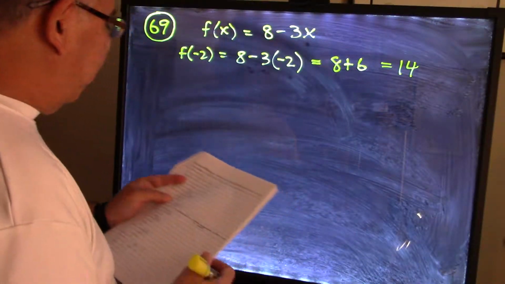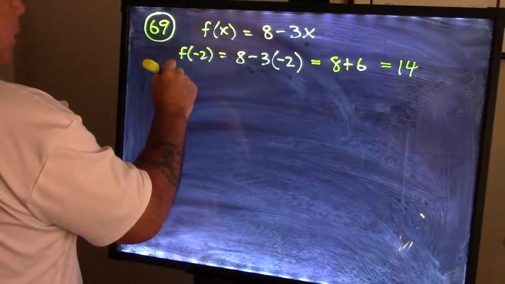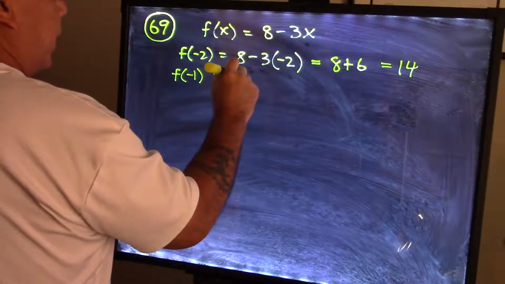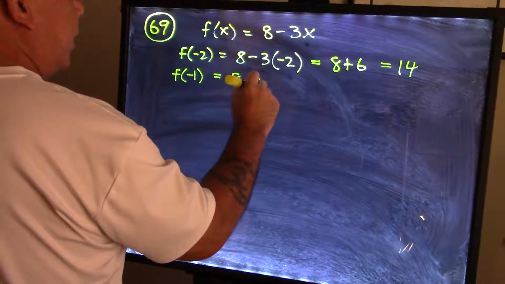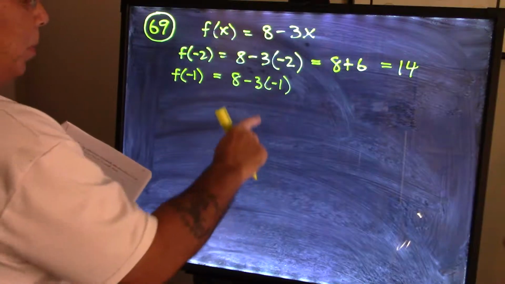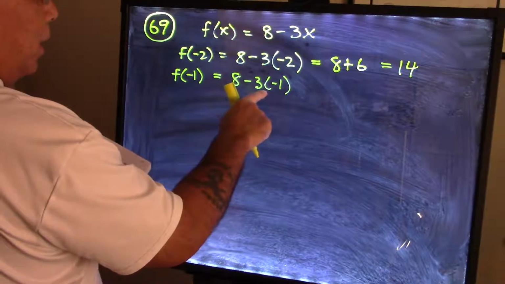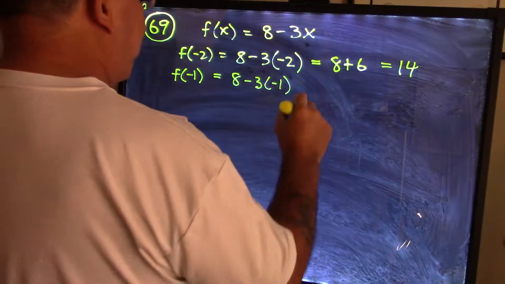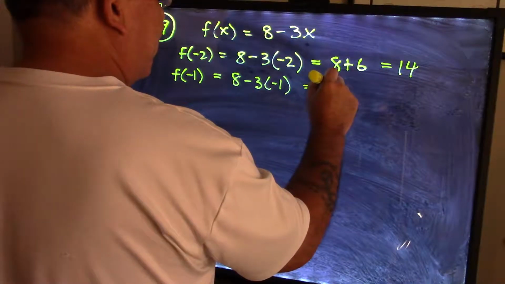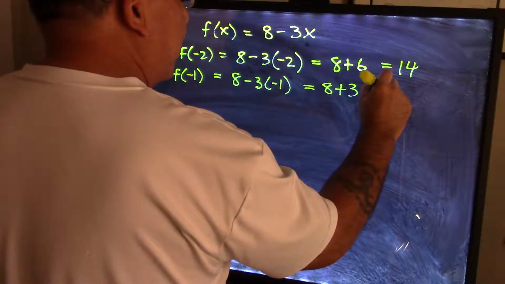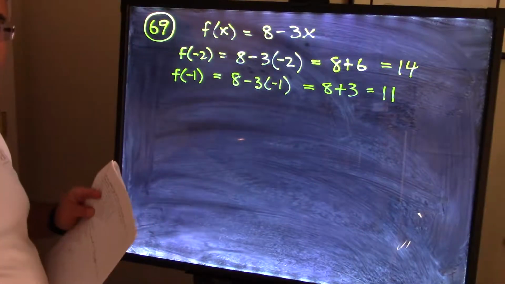And then f of negative 1. So that's 8 minus 3 times negative 1. Again, do the multiplying first. Negative 3 times negative 1 is positive 3. So this is equal to 8 plus 3, which is 11.